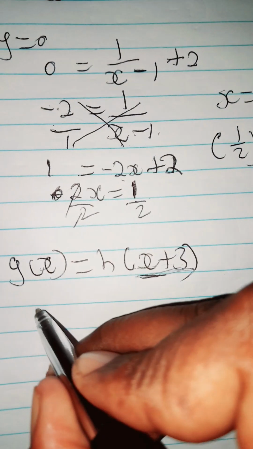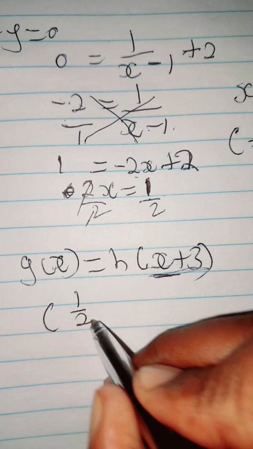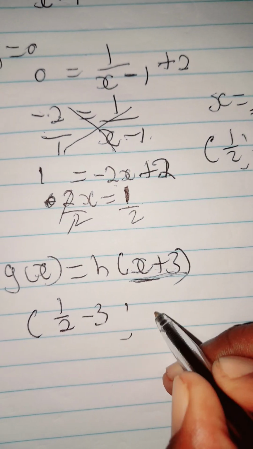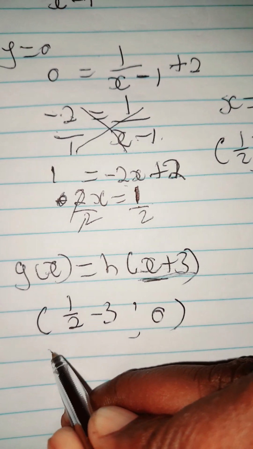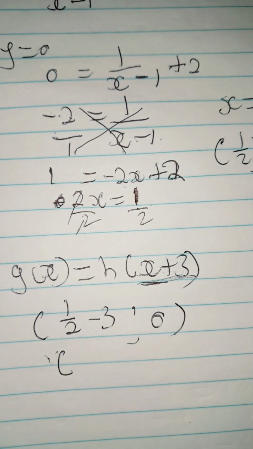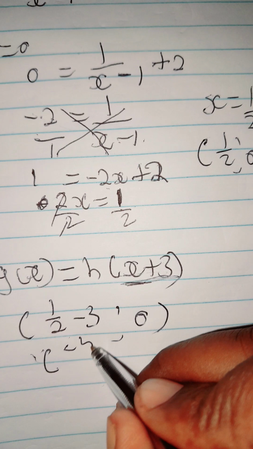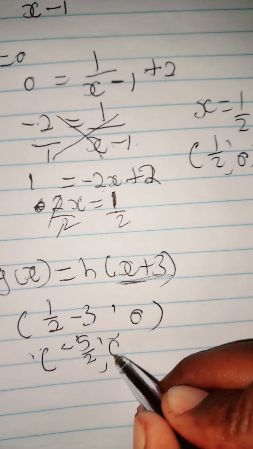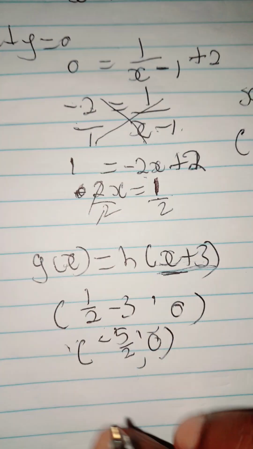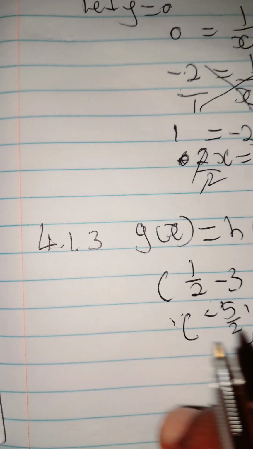So this is how you are going to write this. You are going to say half minus 3. The y value remains the same. So what is half minus 3 there? I think that will be negative 5. Yes, it's negative 5 all over 2. Negative 5 all over 2 and 0. So that's how you can answer 4.1.3.